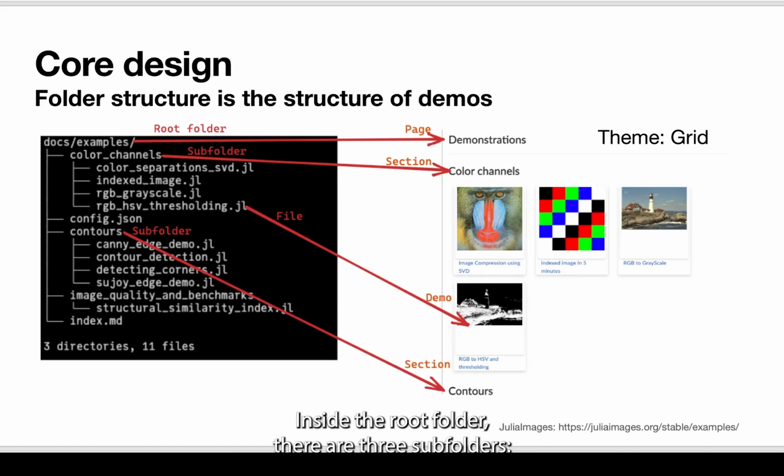Inside the root folder, there are three subfolders: color channels, controls, and image quality and benchmarks. Each subfolder corresponds to the level 2 section on the right side, and every subfolder contains a few files as the demos. Here, we have only Julia files, but you are allowed to add Markdown files and mix them together. This first example uses the grid theme. Now, let's take a look at the second example.